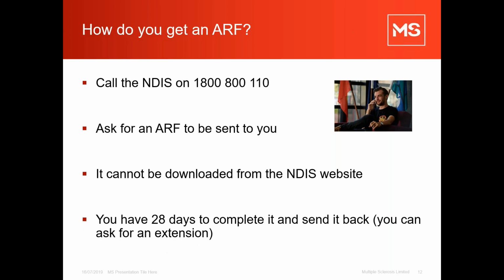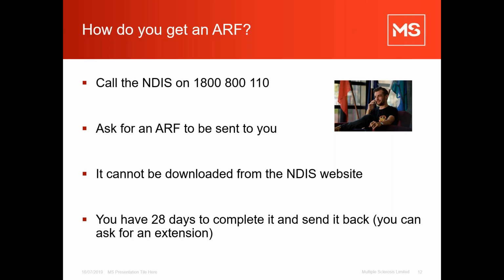It's an important piece of information for people living with MS. You do have 28 days from the date. So say you rang them and asked for the access request form to be sent to you. The letter will have a date on it when it comes into your letterbox, and you've got 28 days from the date of that letter coming to your letterbox with the form inside it for you to get it back to the NDIS.